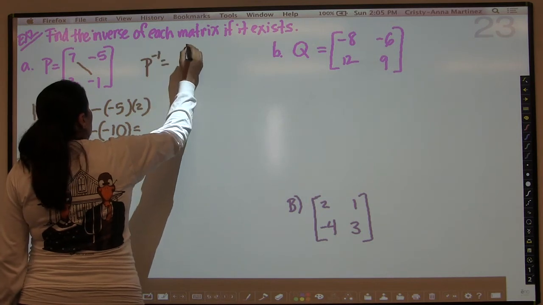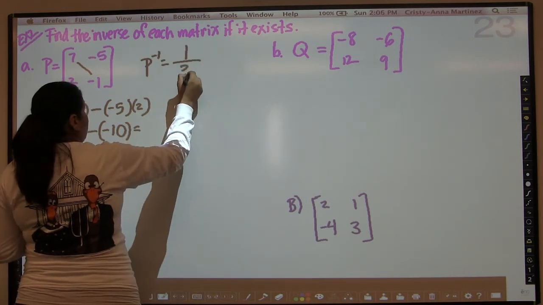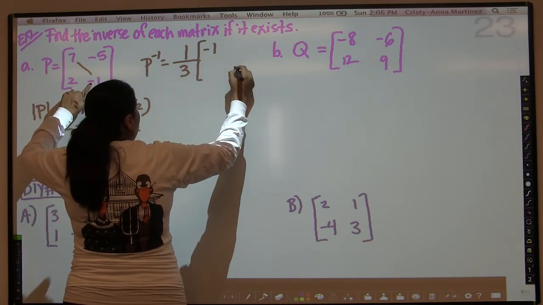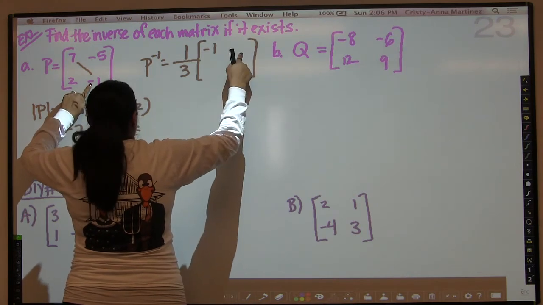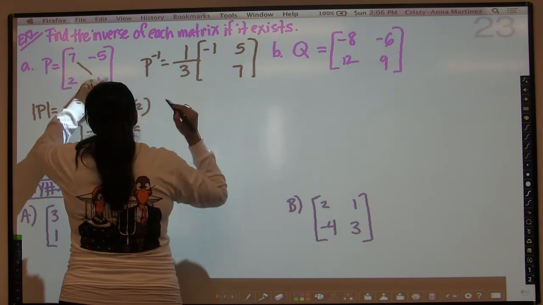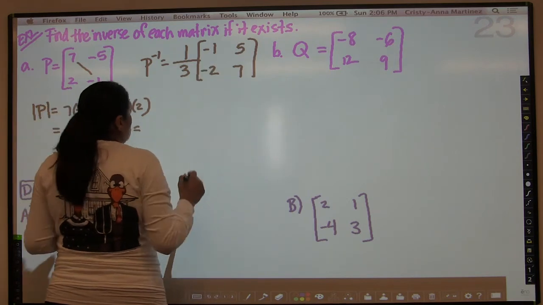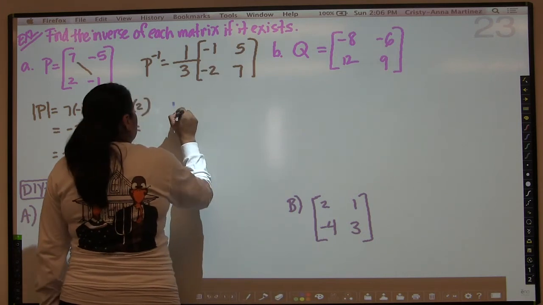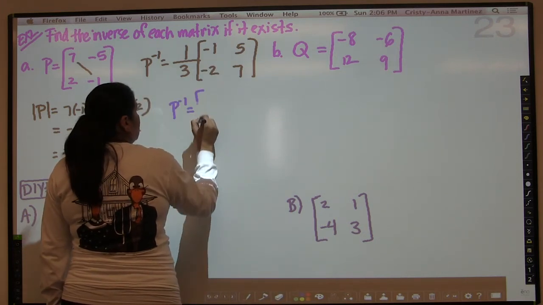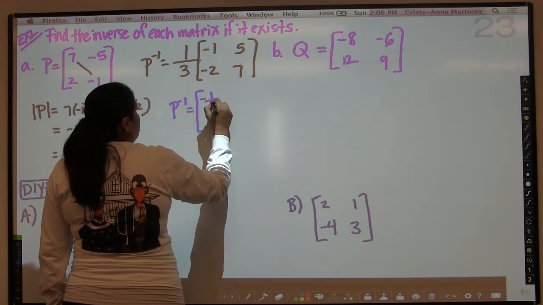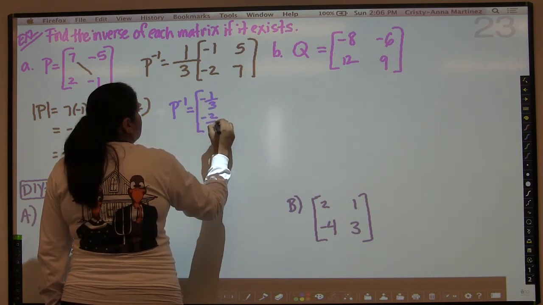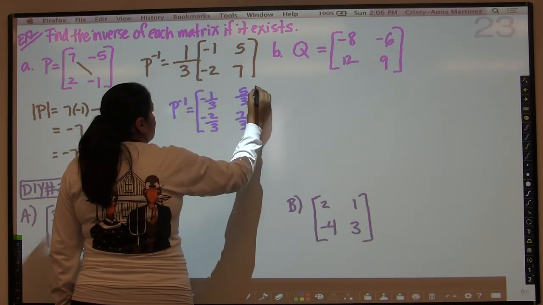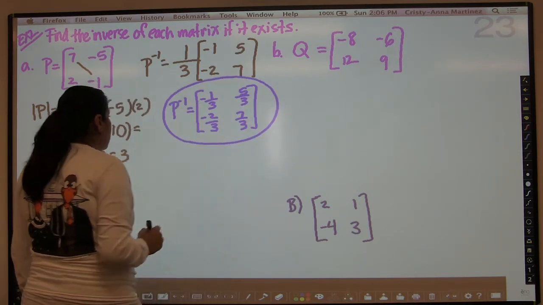So the inverse will be 1 divided by the determinant, so 1 divided by 3. And then I will flip around some numbers here. I will flip around -1 and 7. And then the other two numbers will become the opposite sign. So the -5 will become +5, the +2 will become -2. And my last step is to distribute the 1/3 to get my final answer. So P inverse will equal -1/3, -2/3, 5/3, and 7/3. And this would be my inverse.